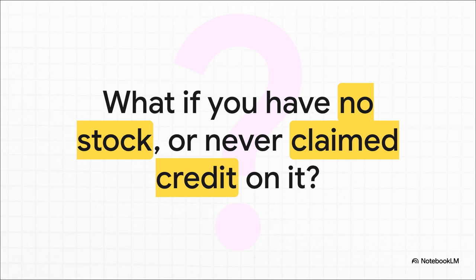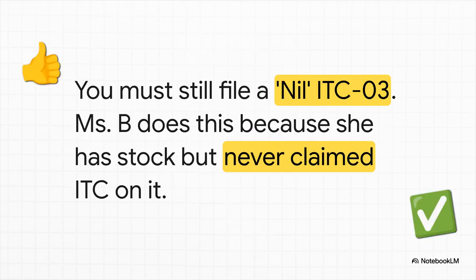The answer is a hard no. You still have to do something. And this is what we call filing a Nil ITC-03. So think about Ms. B here. She's switching to the composition scheme, but she never claimed any ITC. She still has to file the form, but she just puts in zeros. This basically tells the tax department, hey, I know I'm supposed to do this, but I have nothing to reverse. It checks the box, keeps you compliant, and you don't have to pay a thing.